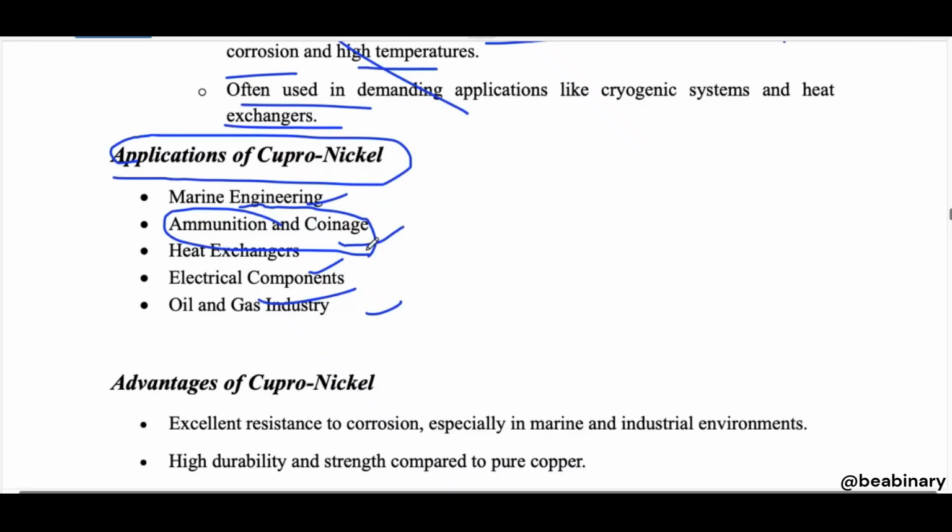Okay, so marine engineering, that we know why. Heat exchanger, why? Because they are having good thermal conductivity. Okay, why is it being used in the marine? Because they are having good corrosion resistance, especially under seawater. Okay, we talk about electrical components because they are having moderate electrical conductivity.